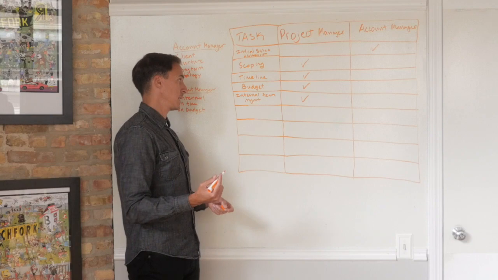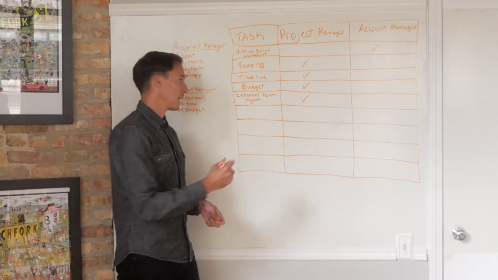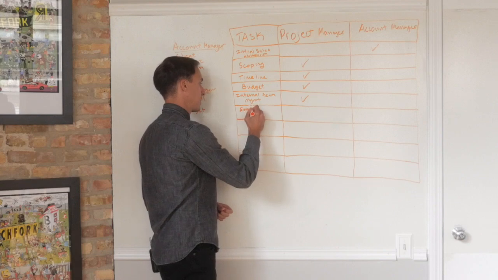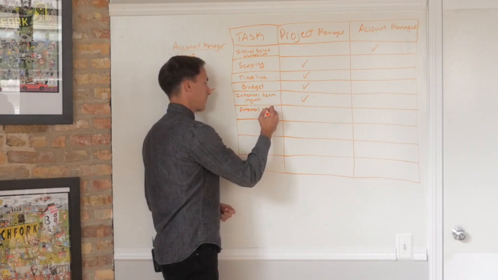So you have internal team management. You also have external team management. So external team management refers to the client.